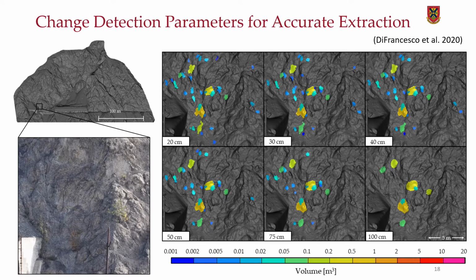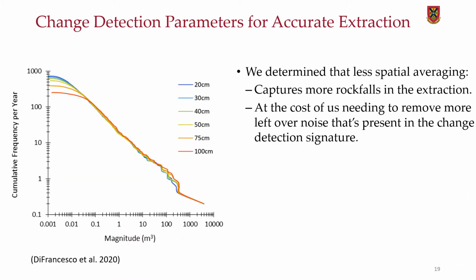Comparing the 20 centimeter and the 100 centimeter projection diameter, we can see that as we do more spatial averaging, we start to lose some of the small rockfalls that we extract, and the boundaries of the rockfalls that we extract become blurred. When we culminate all this data together in a magnitude cumulative frequency plot, we can see that more spatial averaging results in us losing a lot of rockfalls that were extracted in the range of 0.001 meters cubed to 0.1 meters cubed, as we can see here.